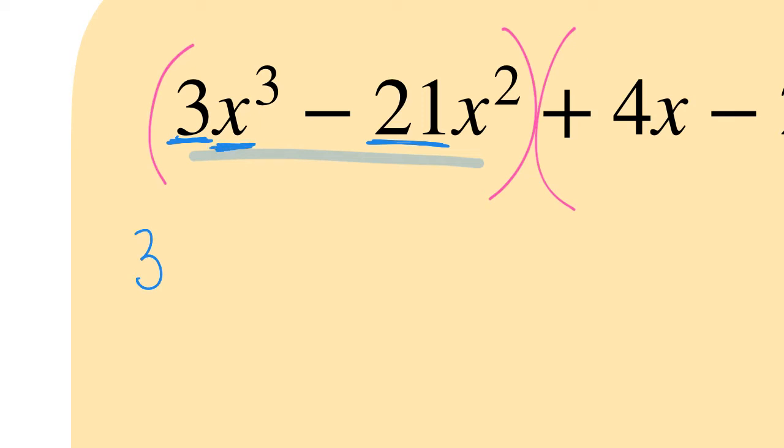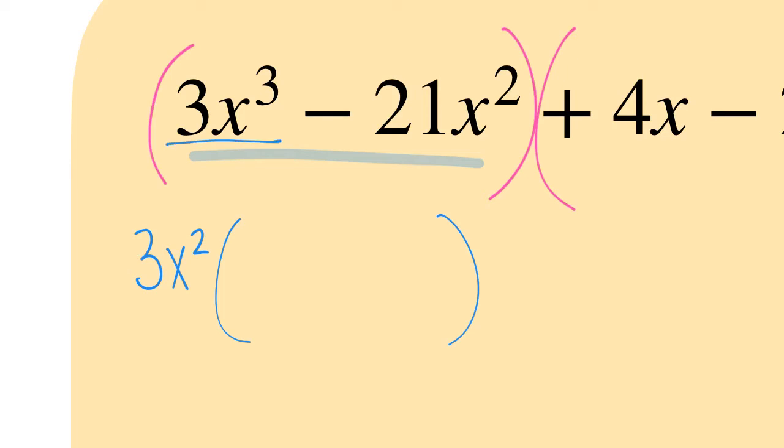And then can we take any x's? And yeah, it looks like we can, right? They both have x's. So I can take 2 of them because that second term has 2 of them. So I'm going to put 3x squared on the outside. And then I'm going to write down what I would have left. So let's go ahead and figure that out.